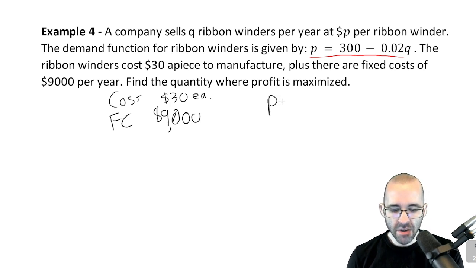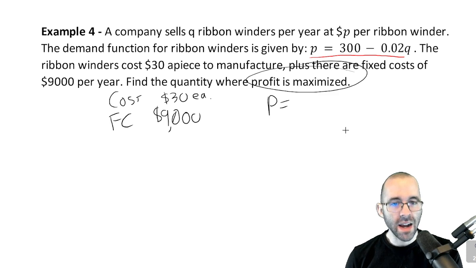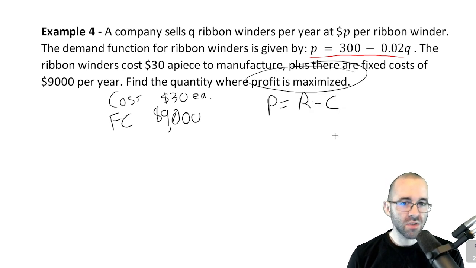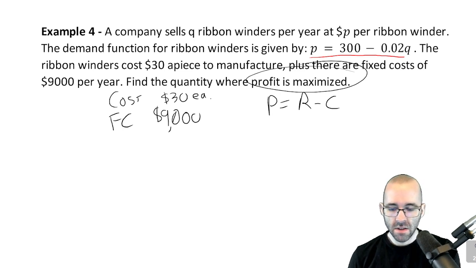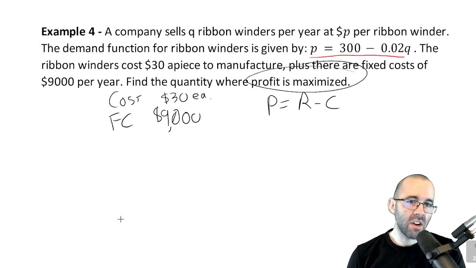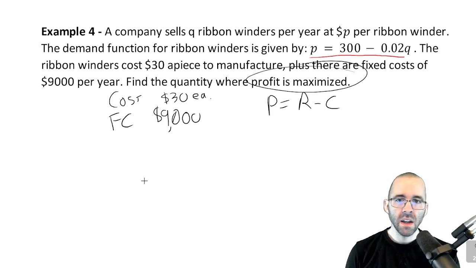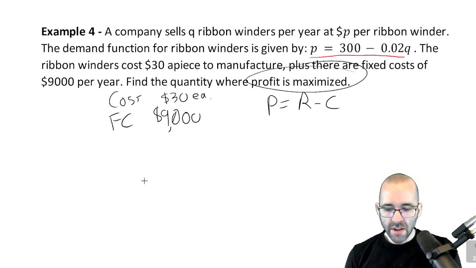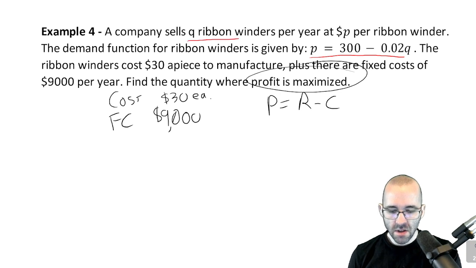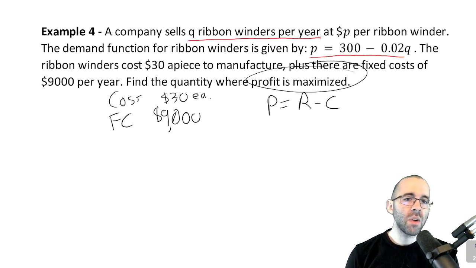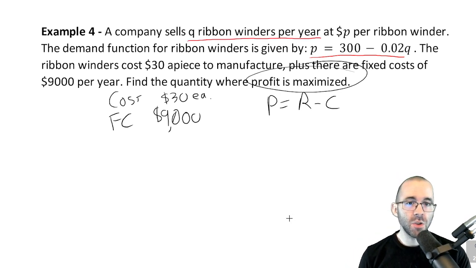So, profit is what we want to maximize. That's our objective function. And profit is revenue minus costs, always. We just have to figure out what's our revenue and what's our cost. Now notice that Q is how many we sell in a year. So let's do everything on an annual level.